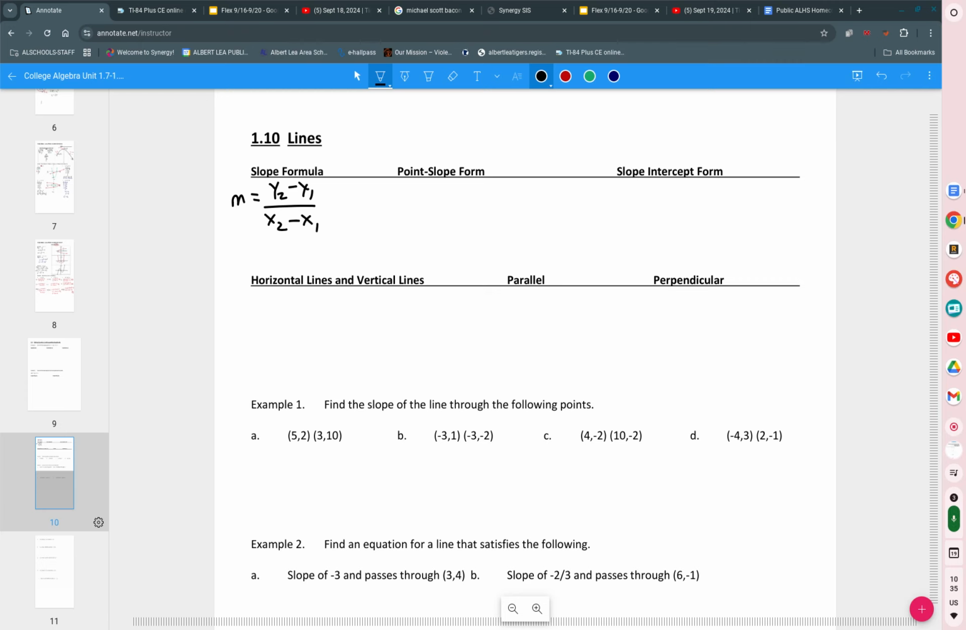These three formulas, I will not give them to you on the test. These are for you to remember. Why? Because you don't get them in calculus, so you don't get them on the ACT. Slope is y sub 2 minus y sub 1 over x sub 2 minus x sub 1. This is in your notes, the final page of your notes, 1.10.